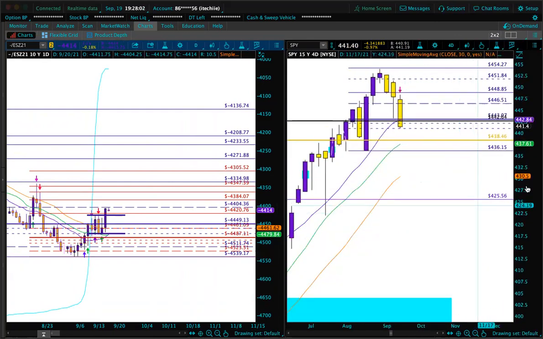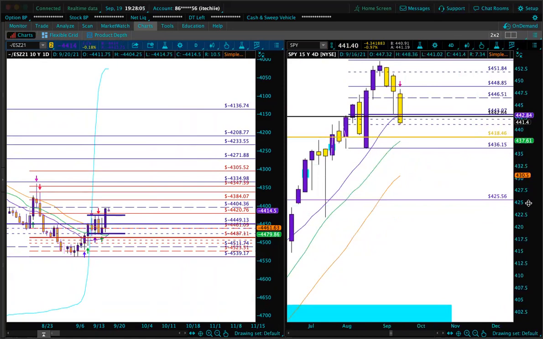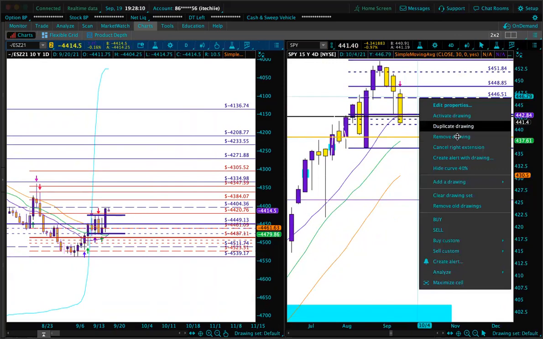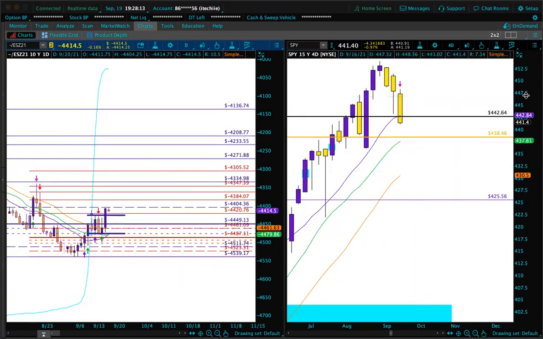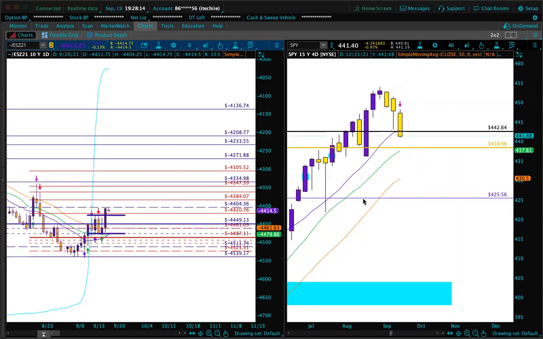The 4D is what has me. So if anything, if we get a pop to 442.84 without even losing levels, let's remove these levels. We're just going to use that 442.64, which you close below. But we're also going to just highlight our 14 SMA, which is the purple line, 442.84.